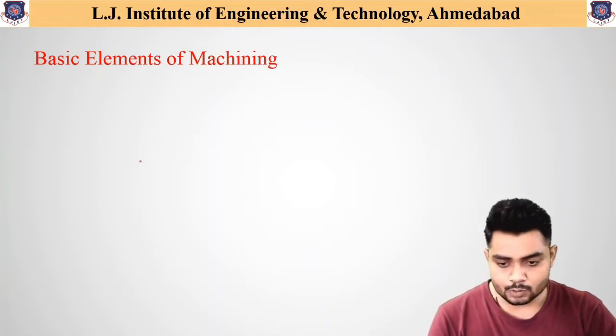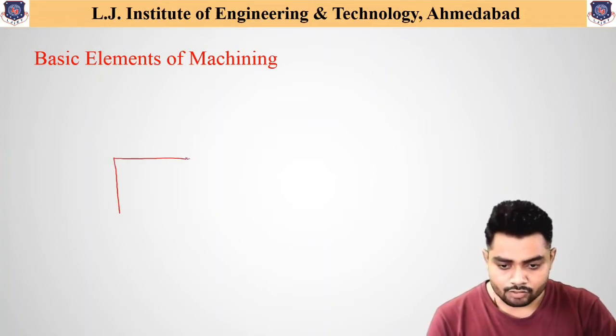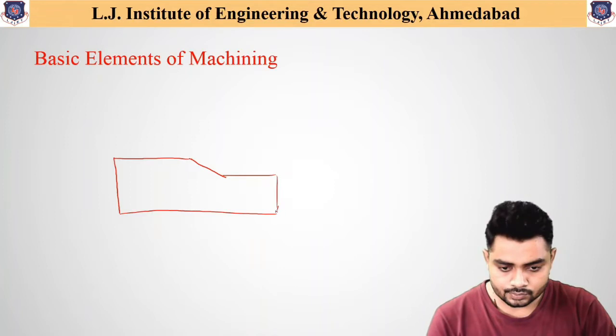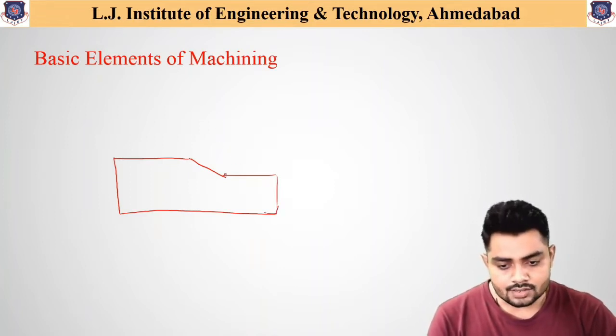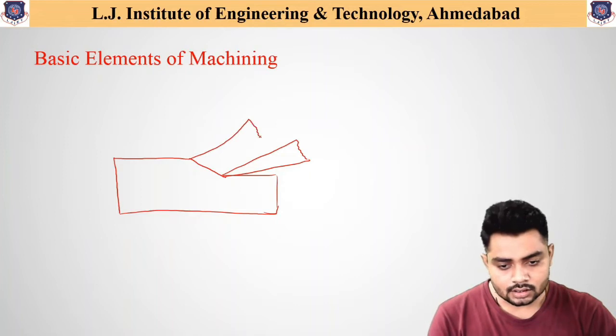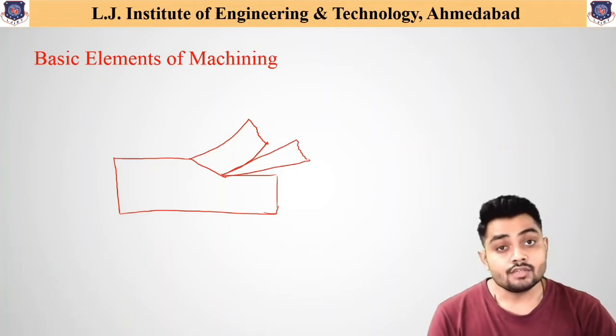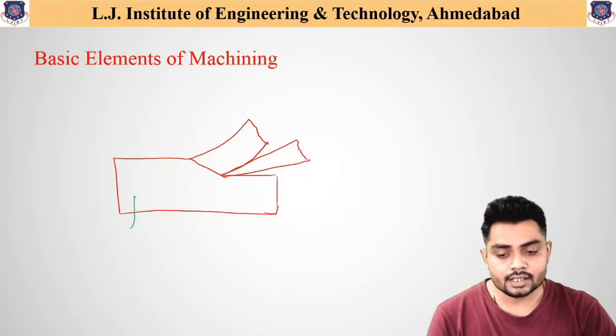First of all, suppose we have one workpiece available, and on this workpiece, suppose with the help of one tool we are removing material in the form of chips. So here you can see that the first important part required for machining is the workpiece.